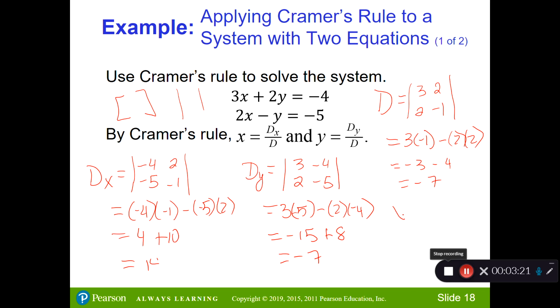So my x is this value, which was 14, divided by this value, negative 7, so that's negative 2. And the y is this value, negative 7, divided by this value, negative 7, so that's a positive 1. So my solution is the ordered pair where x is negative 2, y is a positive 1. Plug it in to make sure it works. Negative 6 plus 2 is negative 4. Negative 4 minus 1 is negative 5. That works.